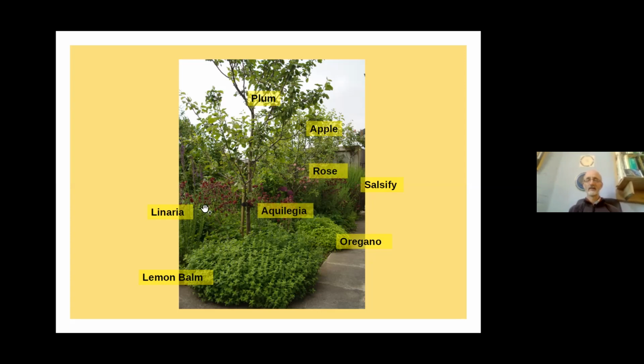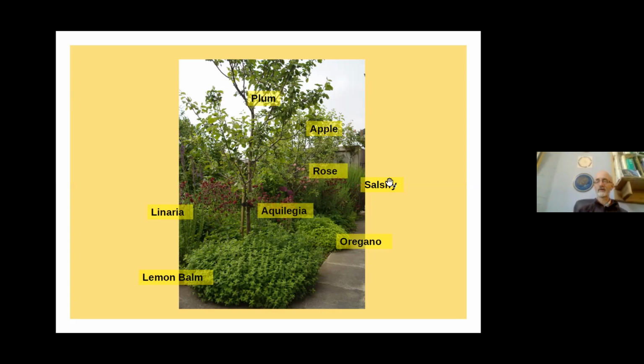And then we've got the tall herbs here, Aquilegia or columbine, which is a deep-rooted, tap-rooted plant, and Linaria, which is more of a self-seeder, really. So that will move spaces through the years into any spot where there's a little gap.